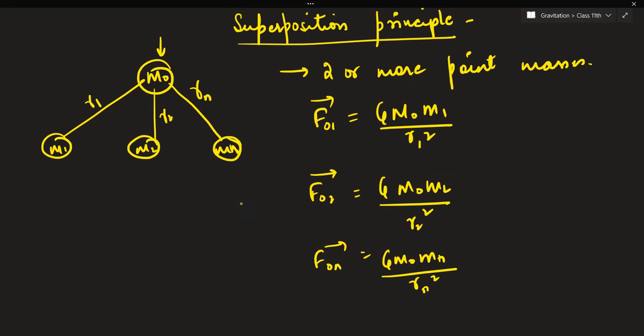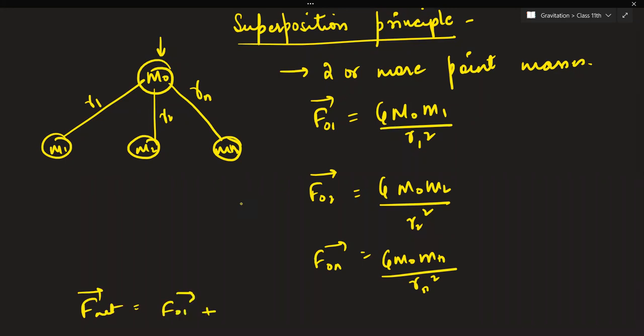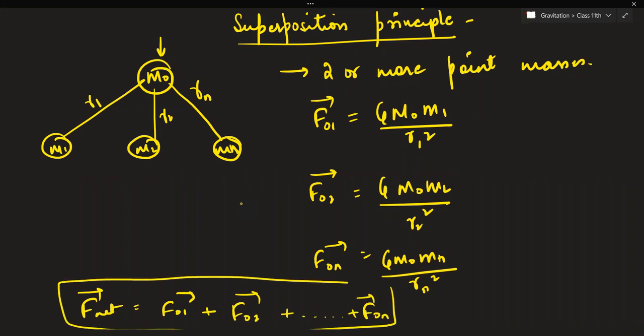But I have so many masses. Now, how will I get the final force? You'll get the final force by vectorially adding all these. Net force will be vector addition. You all know parallelogram law, you know triangle law, you know Cartesian plane. Also, you know how to subtract like this. You will add all the forces up to n. This principle is known as the superposition principle.